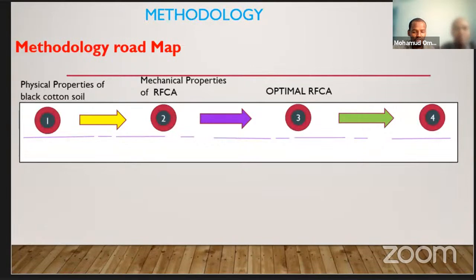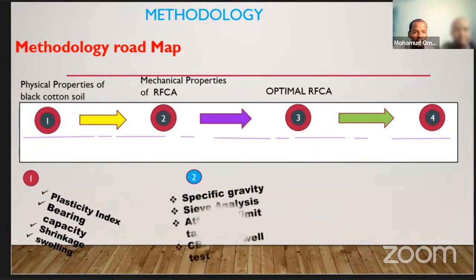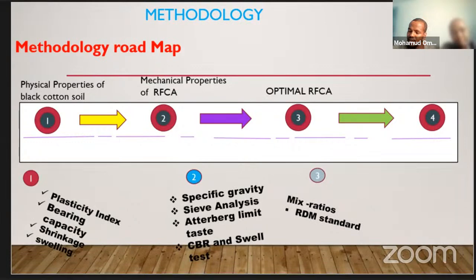So onto our methodology. The first part, we are going to check the physical properties of the black cotton soil. Here, the tests to be carried out are the plasticity index, the bearing capacity, shrinkage, and swelling. Then we are going to test the mechanical properties of the recycled concrete fine aggregate. The tests to be carried out are the specific gravity, the sieve analysis, Atterberg limit test, CBR, and soil test. Then we are going to use different ratios to mix and check using the RDM. So we are going to mix the recycled concrete fine aggregate and the black cotton soil, and also check using cement stabilization with the black cotton soil. And finally, we're going to do the analysis and comparisons.